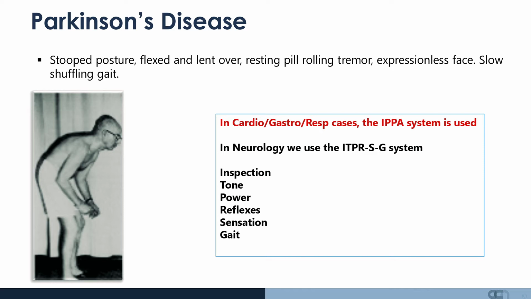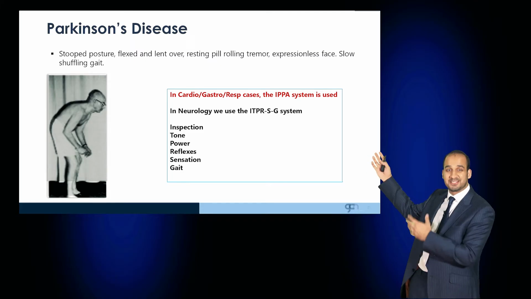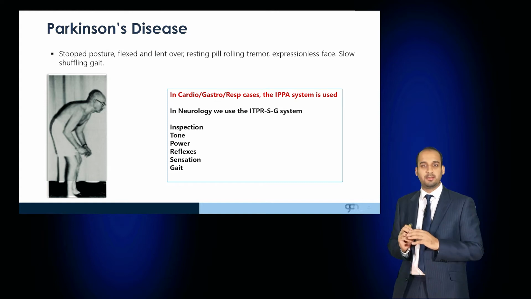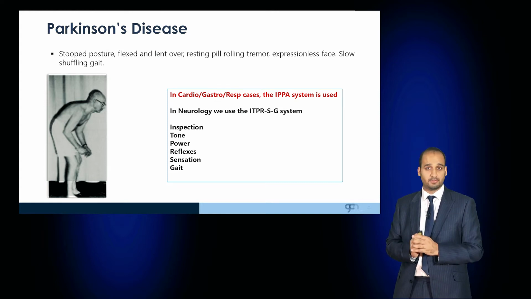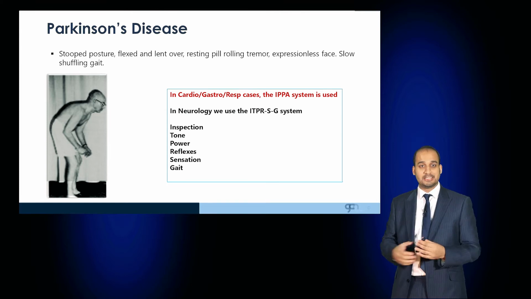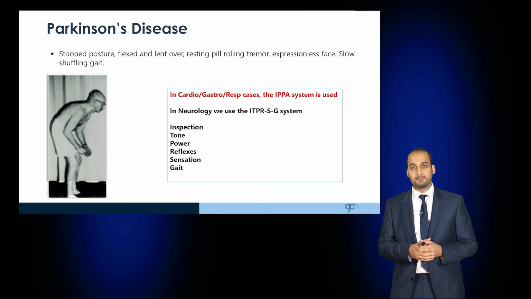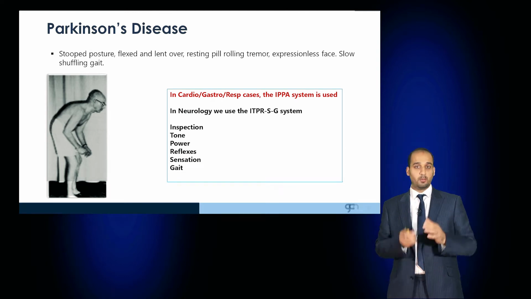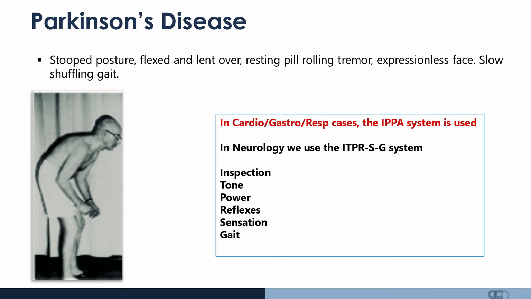If we take a case-based approach, you can see that this patient has a stooped posture, flexed and leant over to try to help initiate movement by shifting the center of gravity forwards. You can see the right arm, which has assumed this position of a resting pill-rolling tremor, an expressionless face, and a slow shuffling gait. To describe the features, we will follow the usual examination practices of focusing on the findings of inspection, tone, power, reflexes, sensation, and gait.